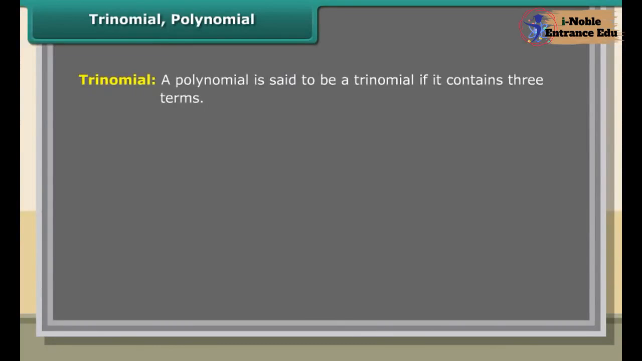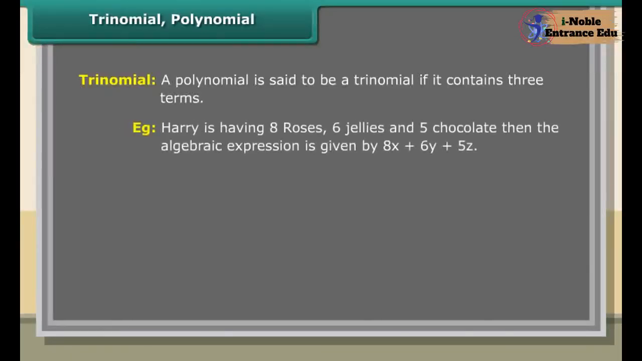Example, Harry is having 9 roses and 5 jellies. Then we form an algebraic expression as 9x plus 5y. X denotes number of roses, y denotes the number of jellies. 9x plus 5y is a polynomial which contains 2 terms.